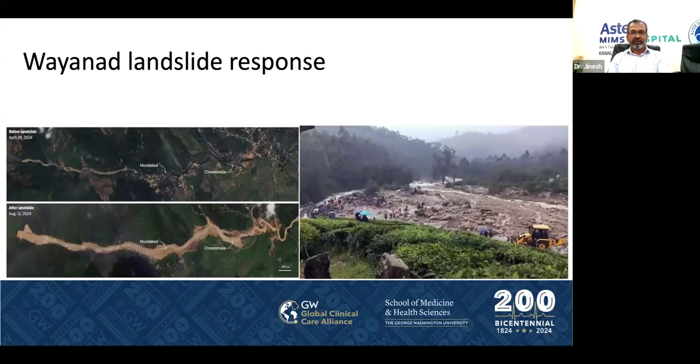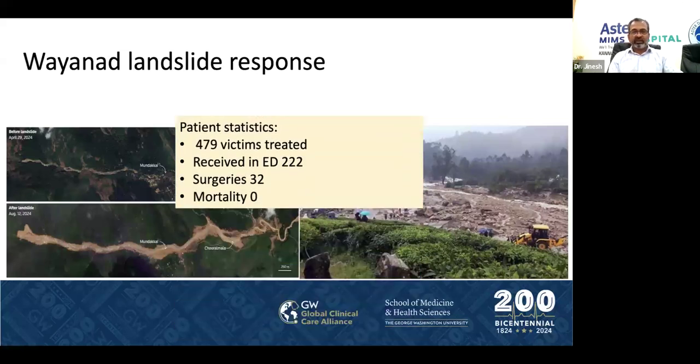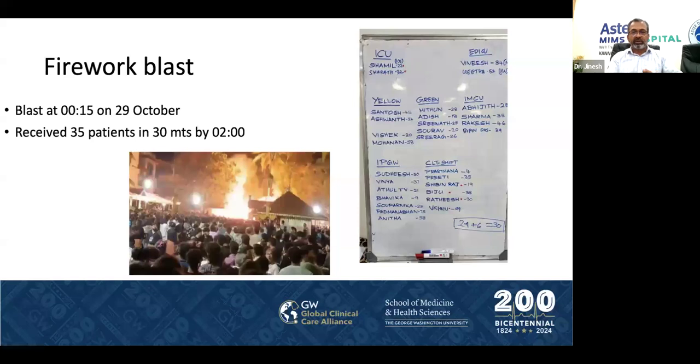So these are two pictures I am showing about the Wayanad landslide response. The first picture shows the Google photos of what happened the day prior to the landslide and the day after that. A lot of people were involved in this. Many townships were completely washed out. Next slide, please.